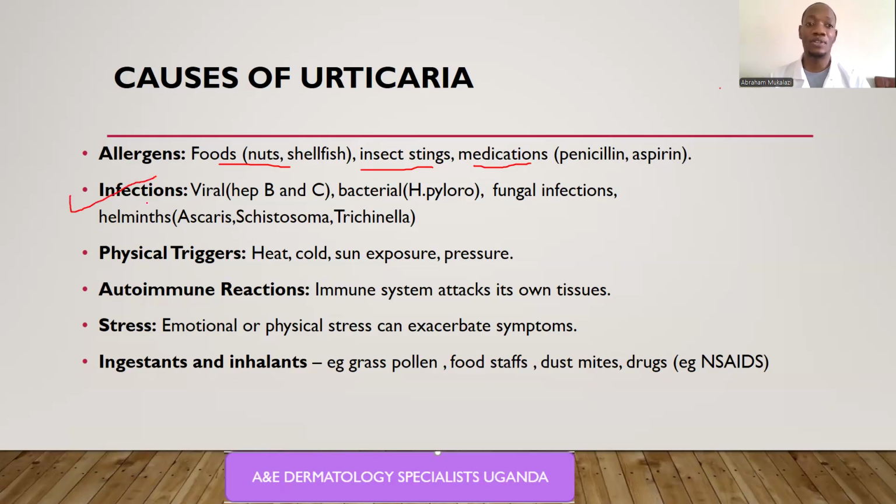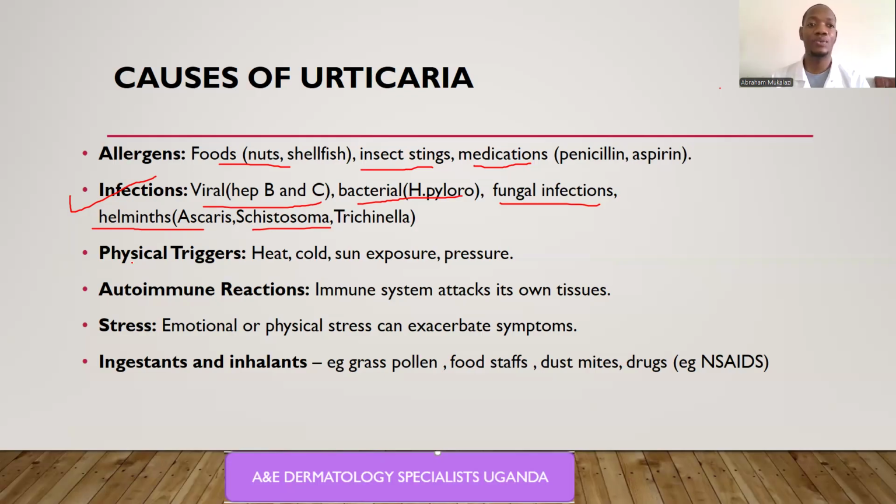Furthermore, it can also be caused by infections, especially hepatitis B and C, and then also bacterial infections like H. pylori and fungal infections. Some of them have been associated with urticaria lesions, as well as parasites, including the helminths, Ascaris lumbricoides, Trichinella and Schistosoma mansoni and the rest. All of them have been associated with urticaria lesions.